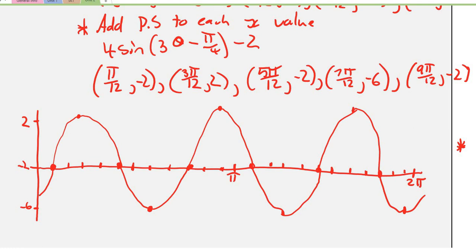Now, if I asked you where does the third peak occur? If we start, we just have to count. So 1, 2, 3, 4, 5, 6, 7, 8, 9, 10, 11, 12, 13, 14, 15, 16, 17, 18, 19 pi on 12. So the third peak would be 19 pi on 12. That's it. Obviously the y coordinate would be 2.